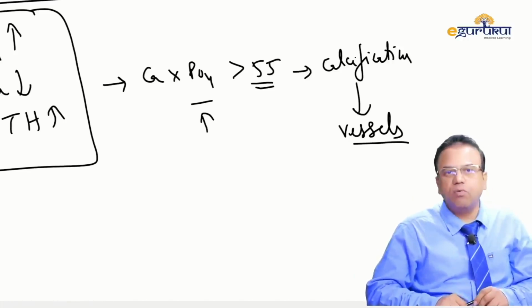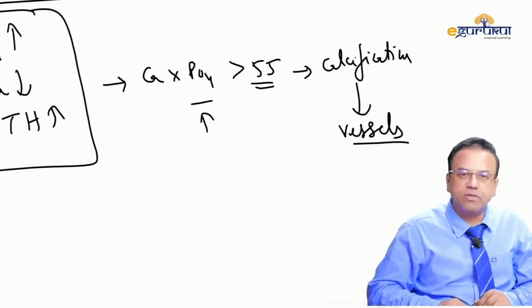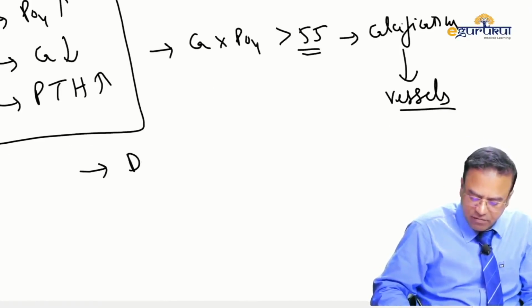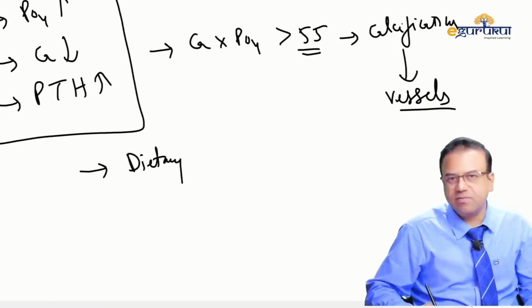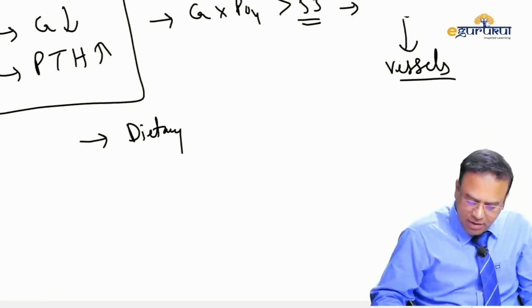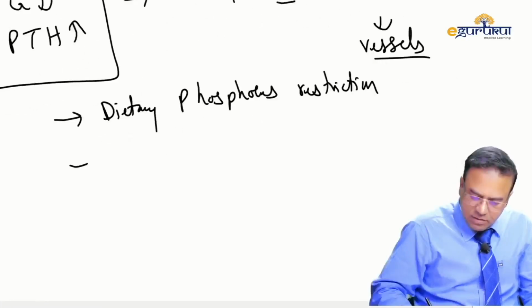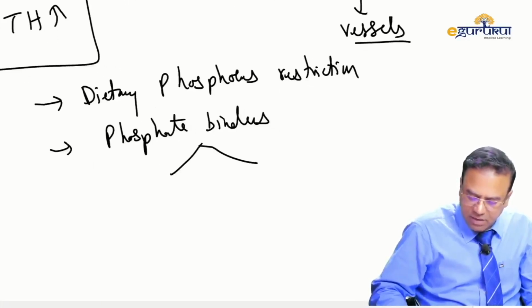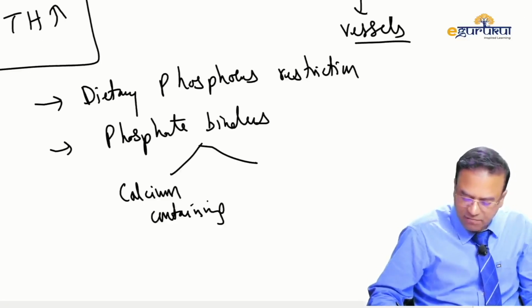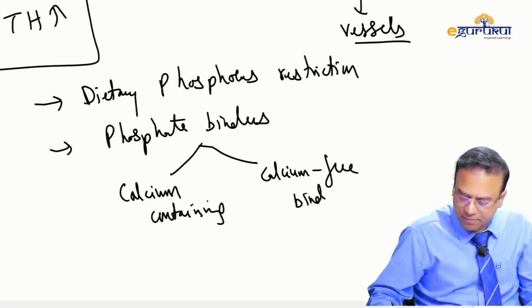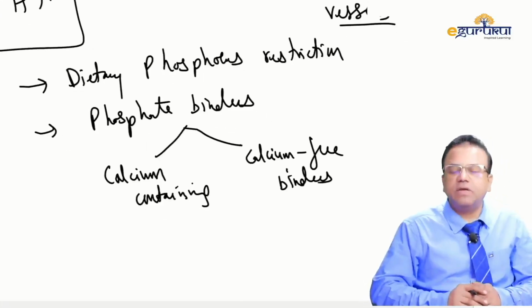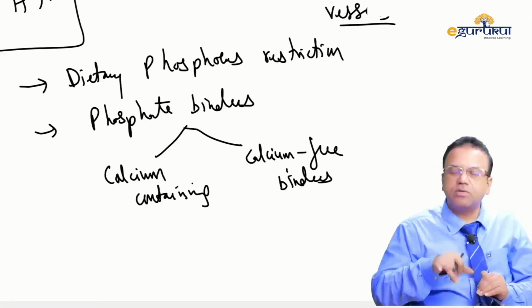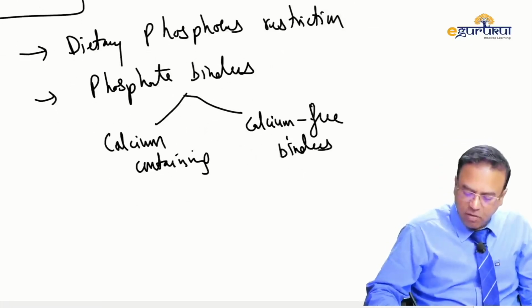We don't want this phosphate to go up, and we are trying multiple ways to reduce the phosphate. The first is dietary phosphate restriction. Chocolates, nuts, whatever have phosphate, they have to be reduced. Second is phosphate binders. Phosphate binders are classified into either calcium containing or calcium free phosphate binders. Especially when a patient has low calcium, we can give calcium containing phosphate binders that will correct the calcium also and reduce the phosphate also. If the calcium levels are already okay, then you go for calcium free binders.